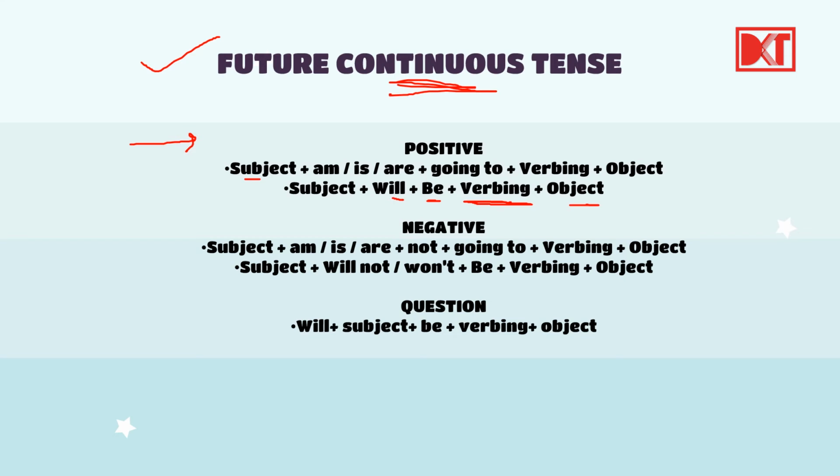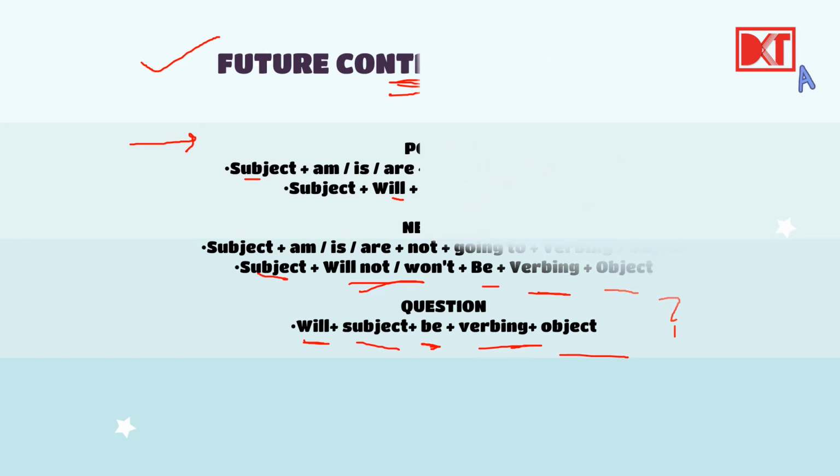Then in the negative sentences, subject plus will not or won't, be plus verb ing plus object. Then for a question, will, subject, be, verb plus ing plus the object, and then of course the question. Alright, so this is the formation of future continuous tense. Let's see the uses now.